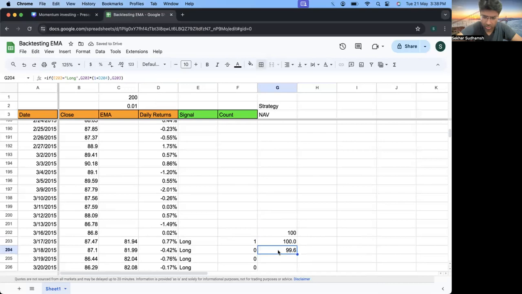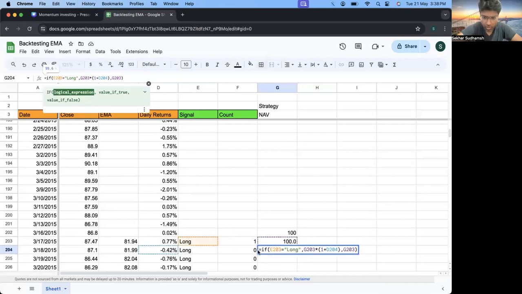The next day value changes because I got a long signal yesterday. Equal to if 203 equal to long. If yesterday the signal was long at the end of the day, then I'm going to buy NIFTYBEES today. And if I'm going to buy NIFTYBEES today, I'll get the returns of today's.